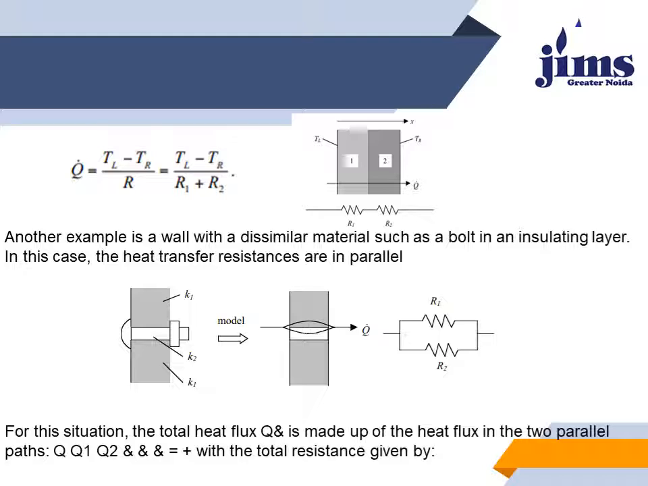So if we calculate the final heat transfer rate from the composite slab, Q dot is equal to TL minus TR divided by the total resistance, where 1 by R is 1 by R1 plus 1 by R2. So there are two types of connection: the first is known as parallel connection and the second is known as series connection.